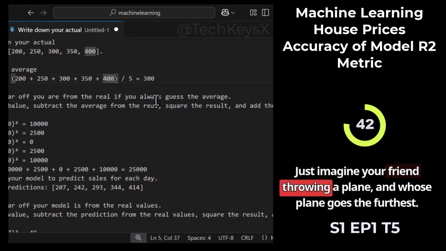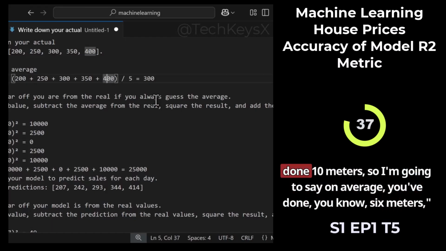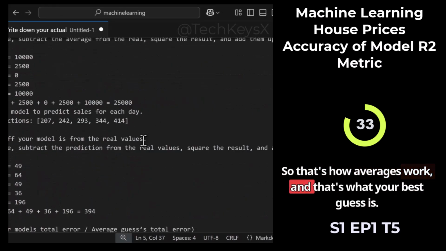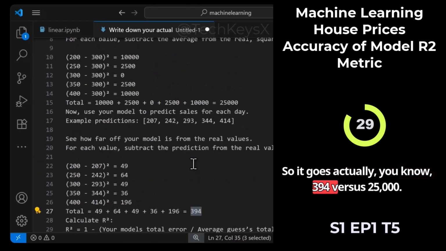Just imagine your friend throwing a plane, and whose plane goes the furthest. So you go, oh, actually, this time you've done 5 meters, this time you've done 10 meters. So I'm going to say on average, you've done 6 meters and so on. But that's how averages work. And that's what your best guess is. And then the model guess is actually better. So it goes 394 versus 25,000.